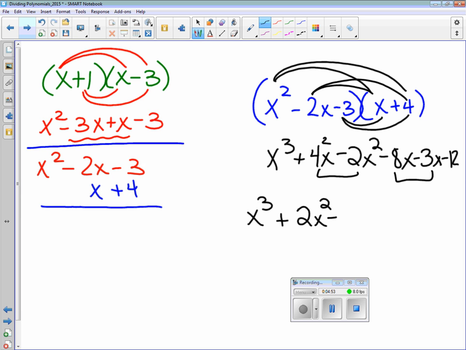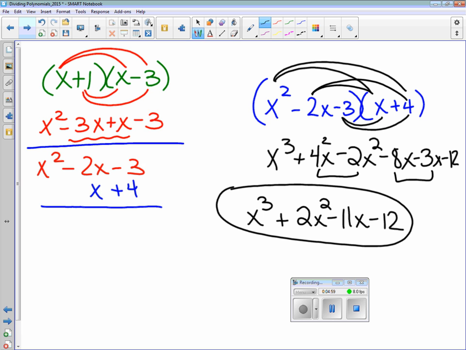Negative 11x, good. And then we have minus 12. And that is the final answer. But look how much work we had to do to get there. We had to take 2 at a time and get an answer. Then we had to take that answer and multiply it by the last factor, and then combine all their like terms. Yeah. A lot of work.